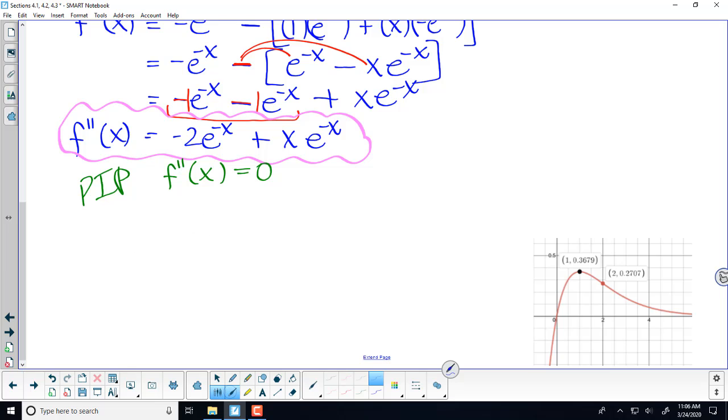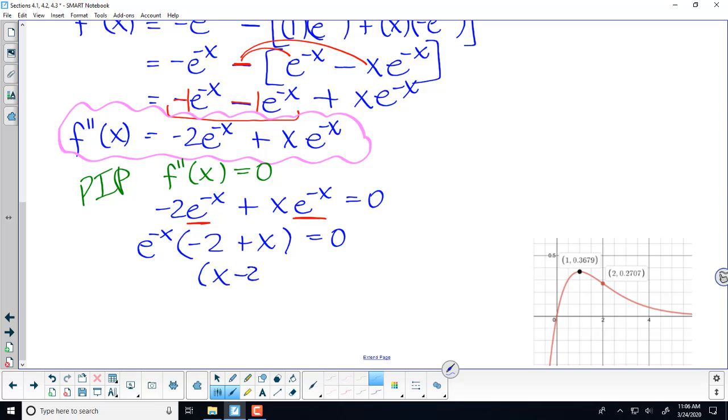We're going to set that equal to 0 and factor. Notice how I have a common factor again of e to the negative x. So factor that out. E to the negative x leaves you with negative 2 plus x. You can always rewrite that as x minus 2. Totally fine. Nothing will make e to the negative x 0. So the only potential inflection point would be at x equals 2.